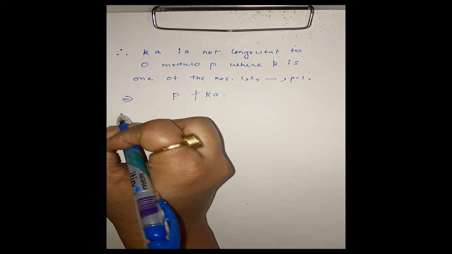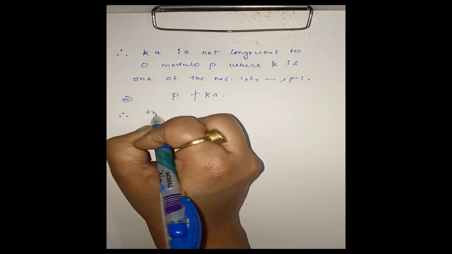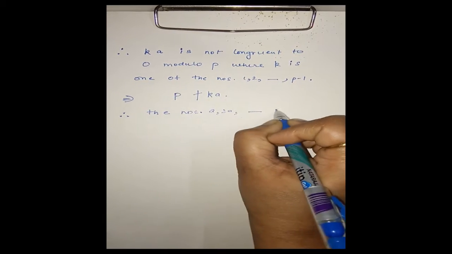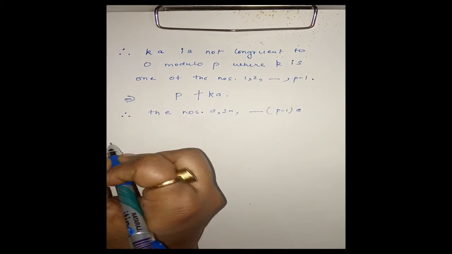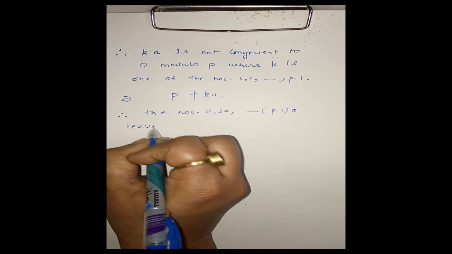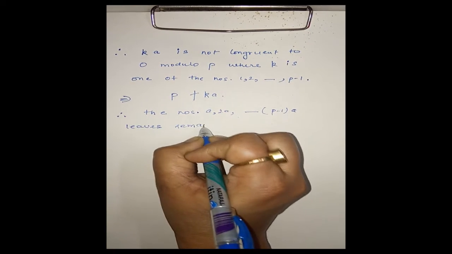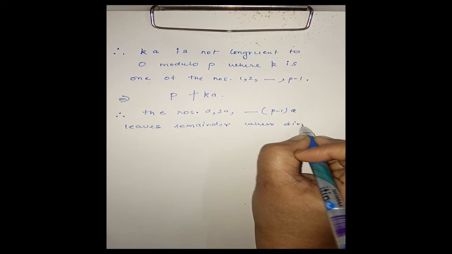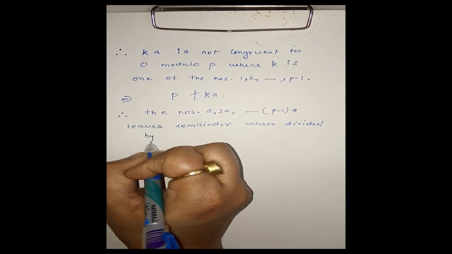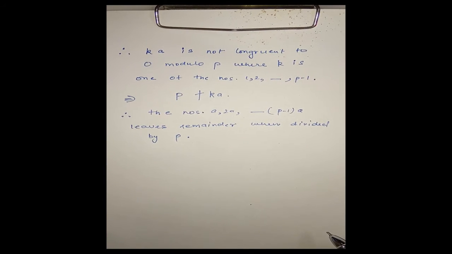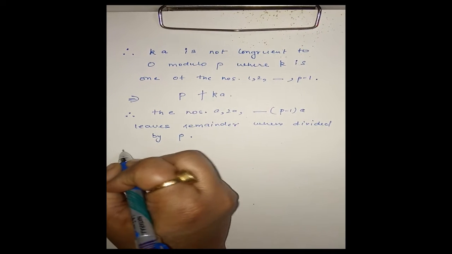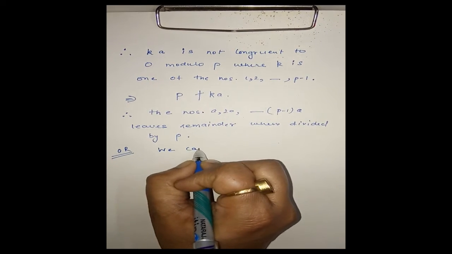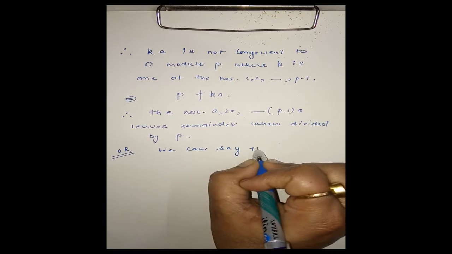Okay. That is, we can say the numbers a, 2a, up to (p minus 1)a leave some remainder when divided by p. Clear? When divided by p, they will leave some remainder. Or in other words, I can also write it like this.